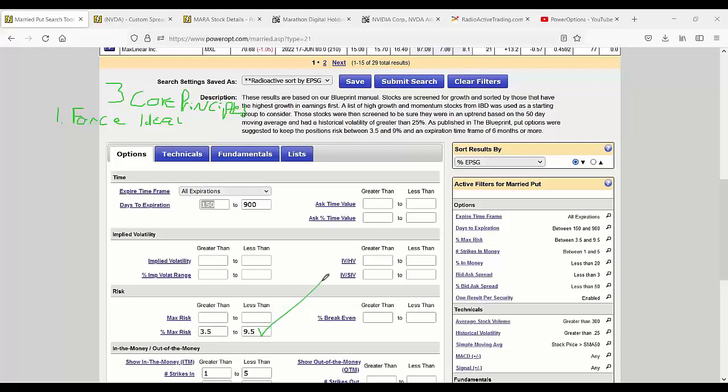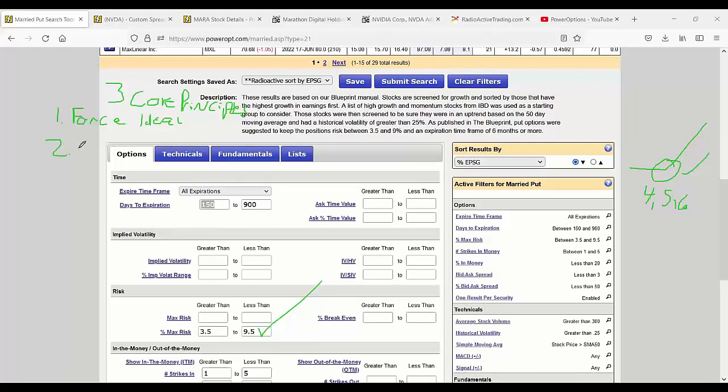The married put forces this idea up front. You're forced to buy stock and buy a put option. So right away, we know we have a controlled risk of 4, 5, or 6%. That's forcing us to force an ideal size trade and proper position sizing. That's automatically taken care of with the structure.